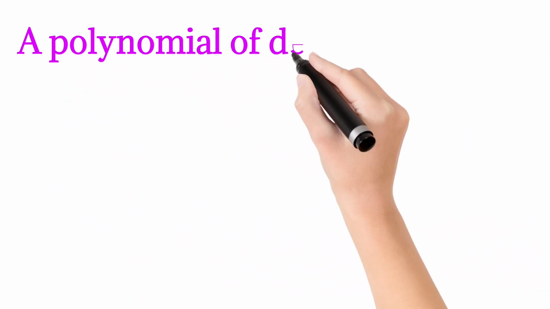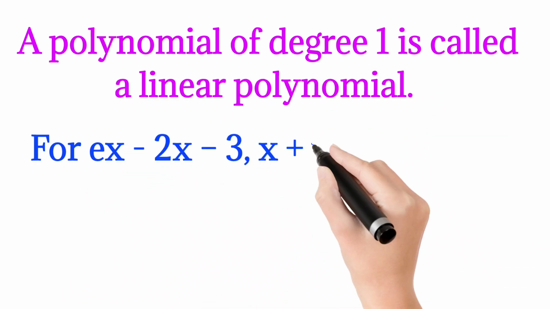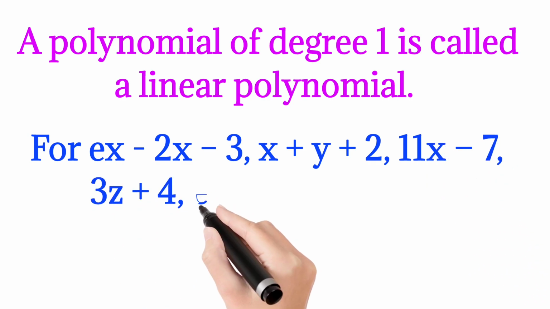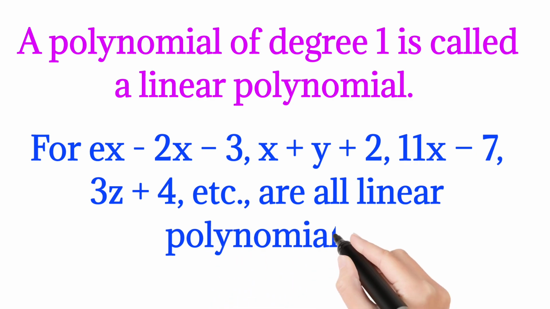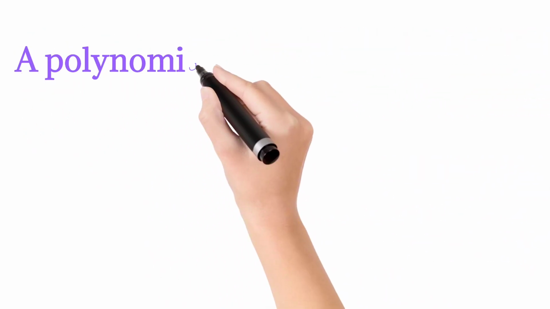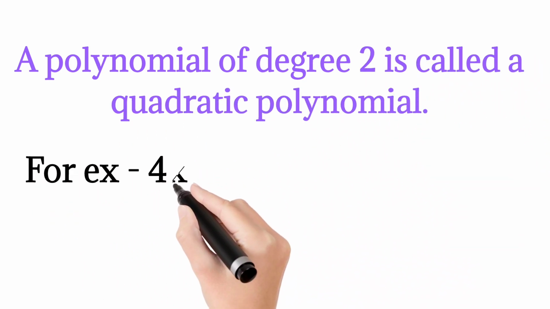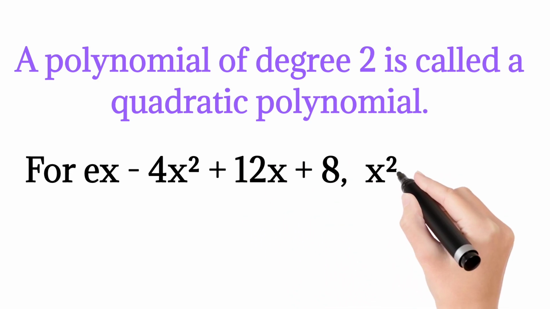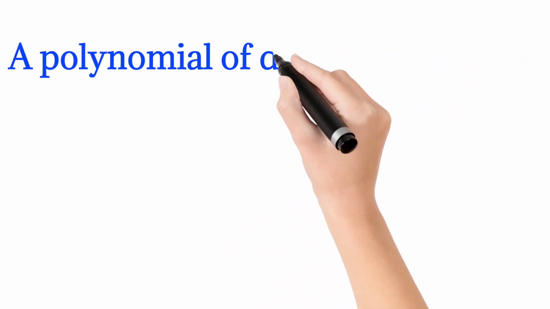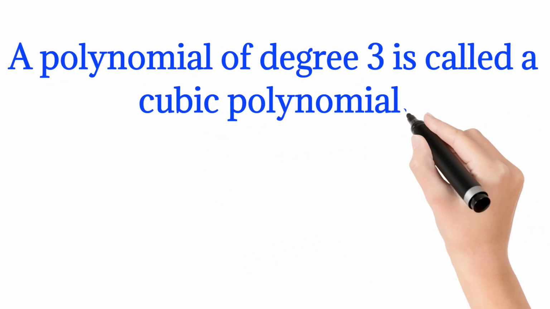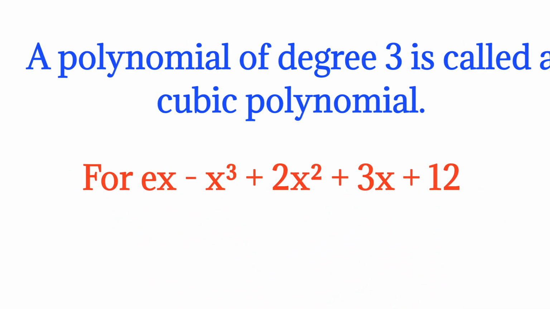A polynomial of degree 1 is called a linear polynomial. For example, 2x minus 3, x plus y plus 2, 11x minus 7, 3z plus 4, etc. are all linear polynomials. A polynomial of degree 2 is called a quadratic polynomial. For example, 4x square plus 12x plus 8, x square minus 9x minus 10. A polynomial of degree 3 is called a cubic polynomial. For example, x cubed plus 2x square plus 3x plus 12.